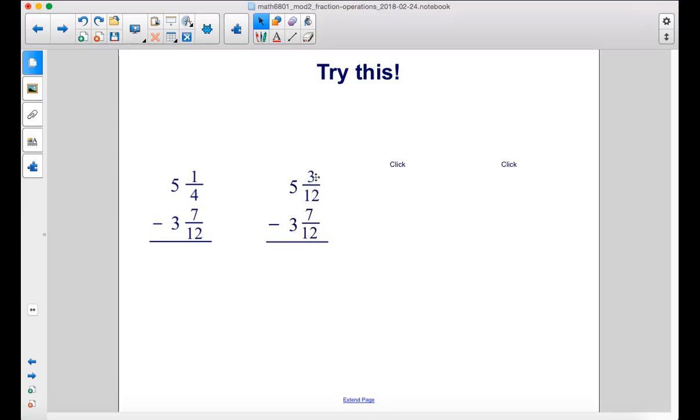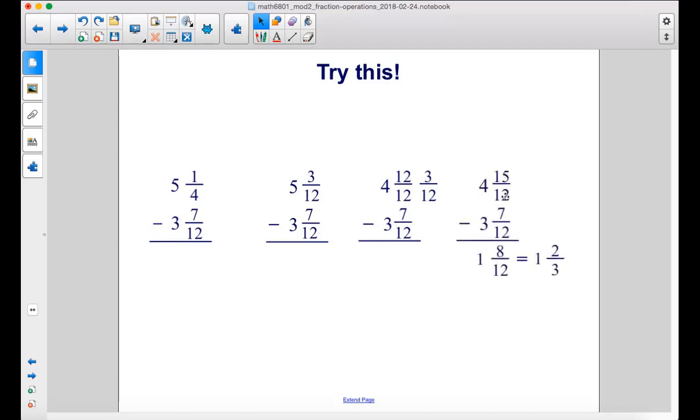But look at this. We have 3 here and 7 here. So we can't subtract 7 from 3 because 7's bigger. So we're going to have to change this number as so. This 5 can be rewritten as 4 plus 12 over 12. So we have 4 plus 12 over 12 plus 3 over 12 as our number up here. Then we just add those two together, so that becomes 4 and 15/12.